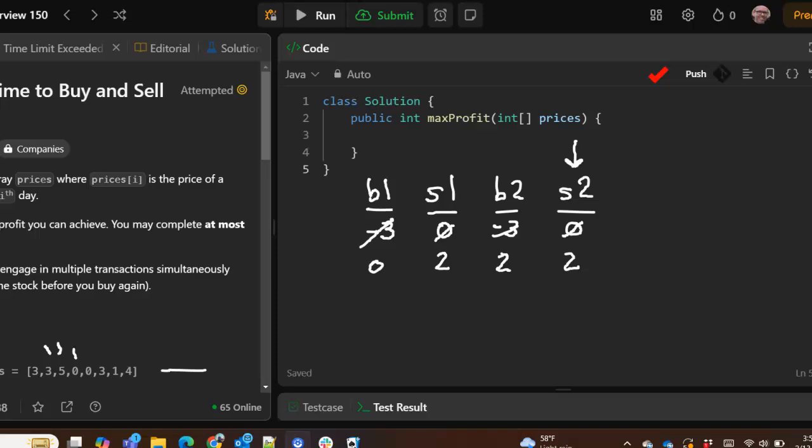All right, go to the next number. This is not going to change again, B1, because B1 is always the max of whatever it is now, or the negative current price. So this is never going to go negative again. It's going to stay at 0.